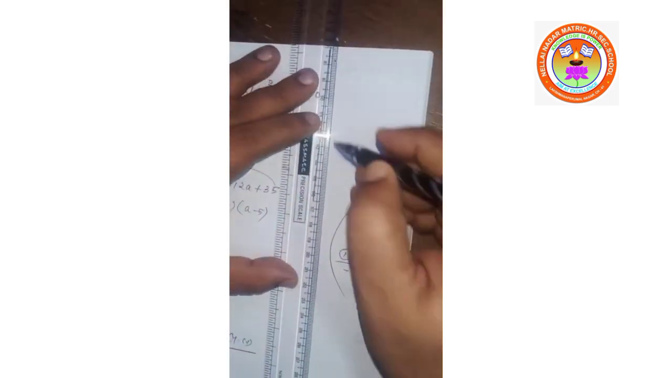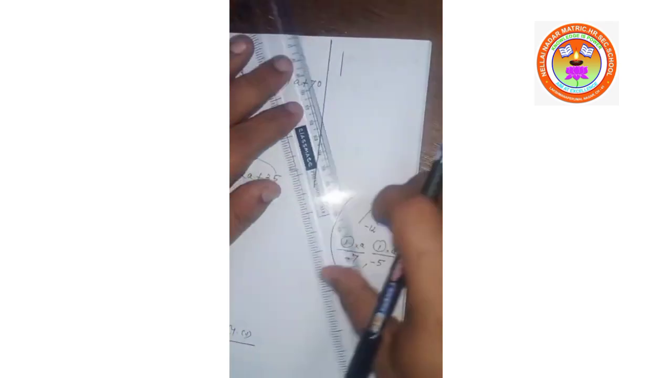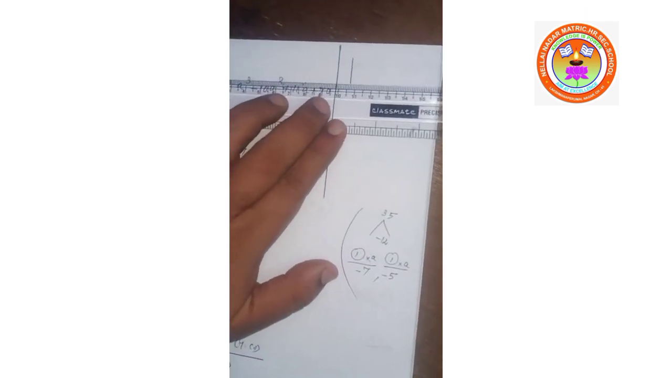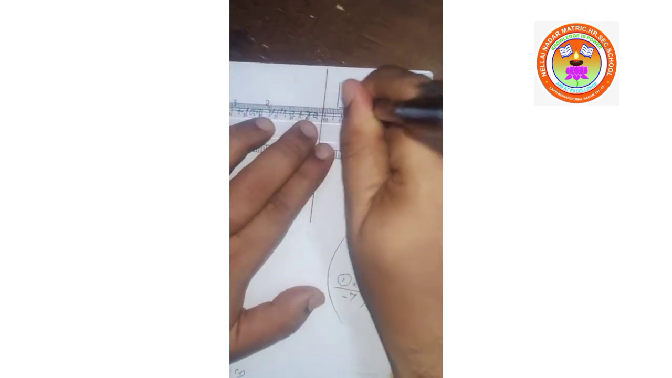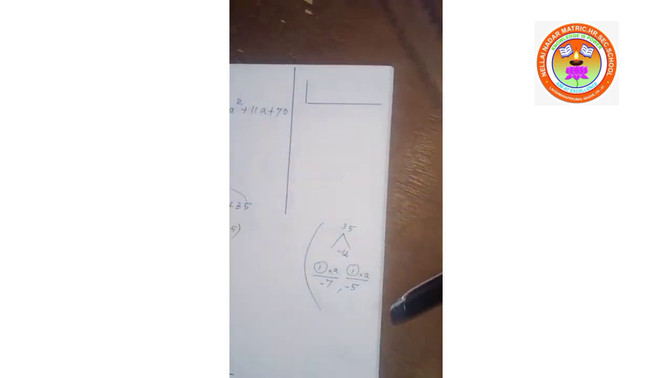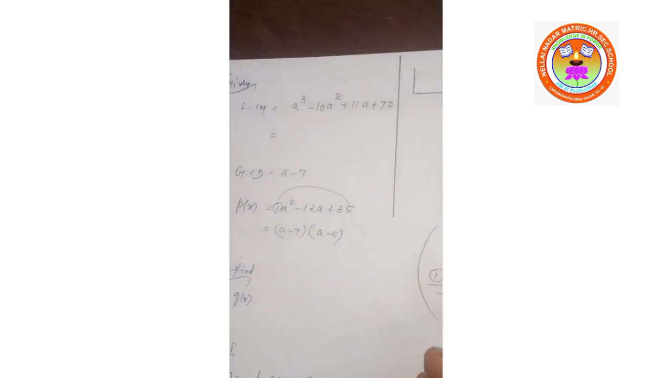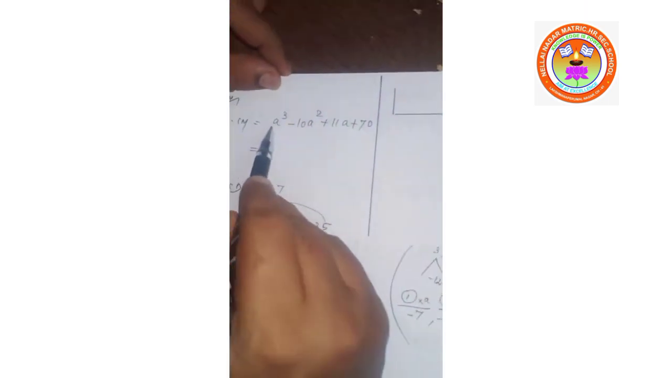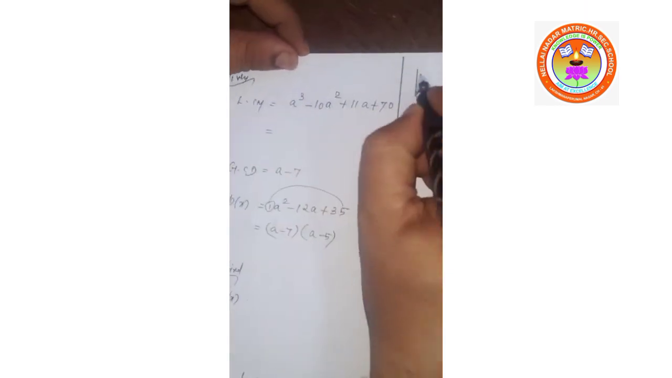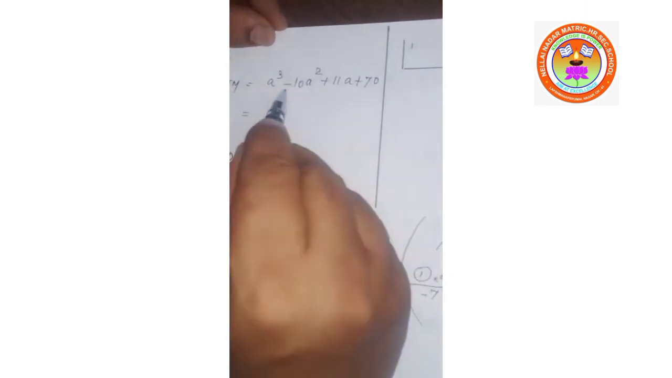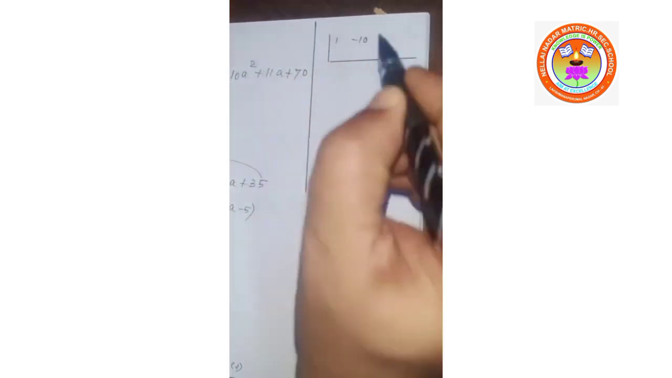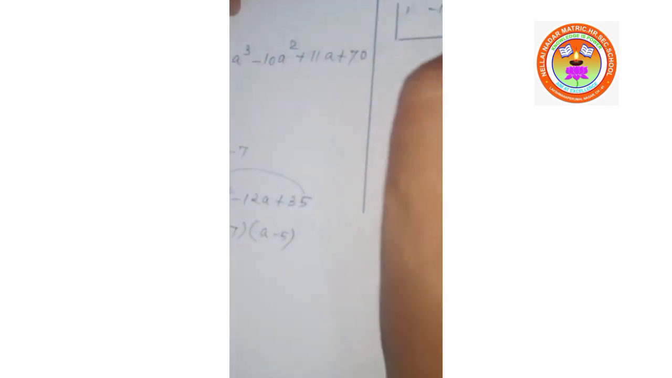Now go for the synthetic division method. This is a new method for you. This method is applicable for factorizing the cubic polynomial. What is the coefficient of a cube? 1. What is the coefficient of a squared? Minus 10. What is the coefficient of a? 11. What is the constant? 70.